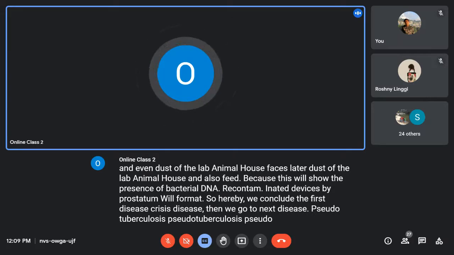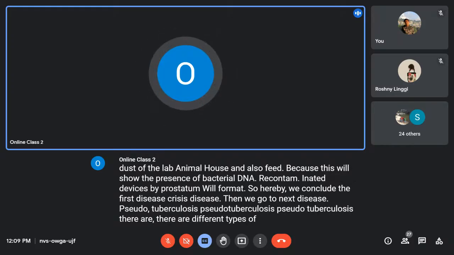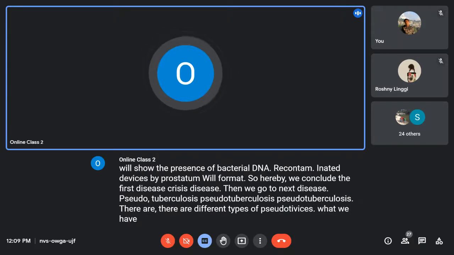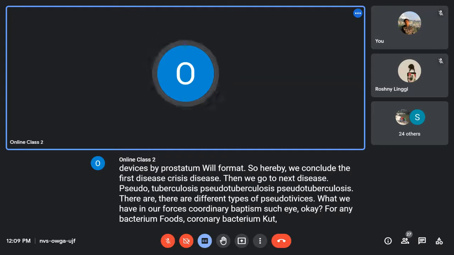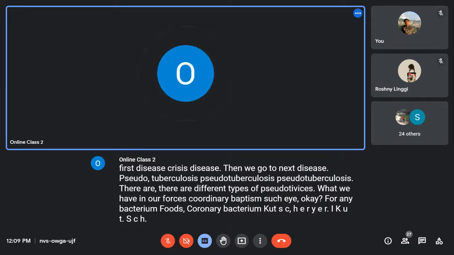There are different types of pseudotuberculosis. What we have in our course is Corynebacterium kutscheri.